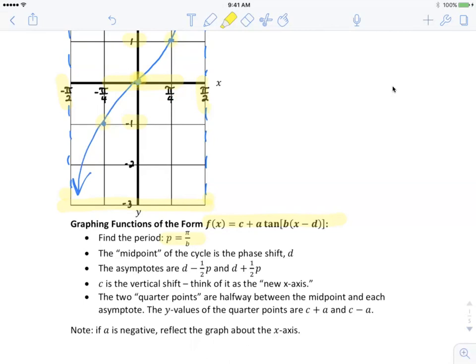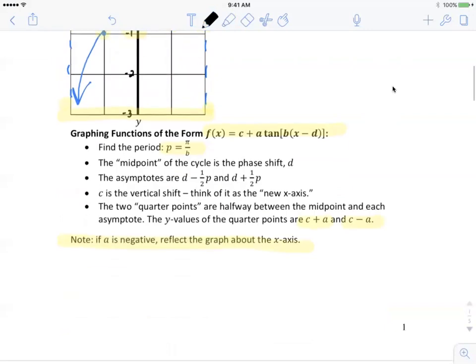So you can use these little helpful hints. The y values of the quarter points are c plus a, c minus a. So we'll go do some examples and I'll refer back to these little bullet points. And we have that same thing. If a is negative, it reflects about the x-axis. All right, so let's try one out.